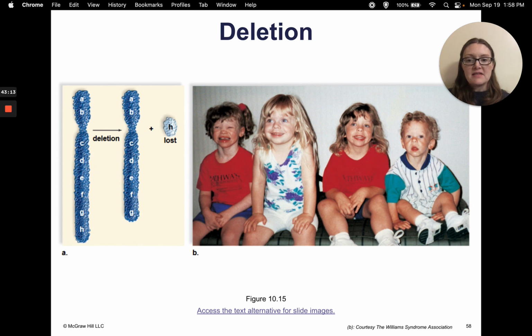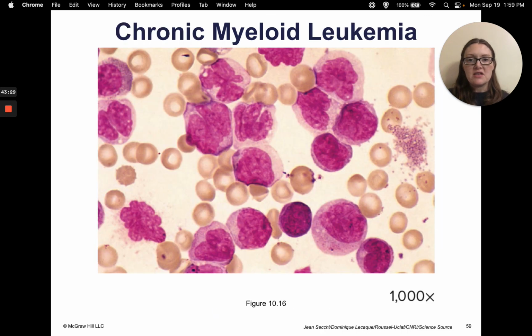Here are just some cases of instances that can happen. In this case, with a deletion, you can see the changes in the individuals: they have the wider mouth and a distinctly different shaped head than an individual without the deletion. Leukemia is a process where there are extra white blood cells and not enough normal white blood cells.